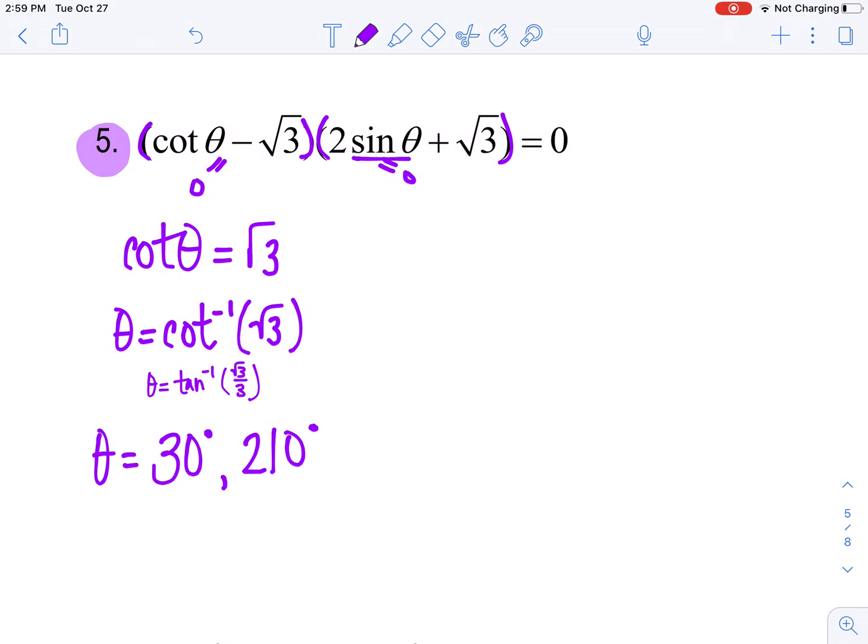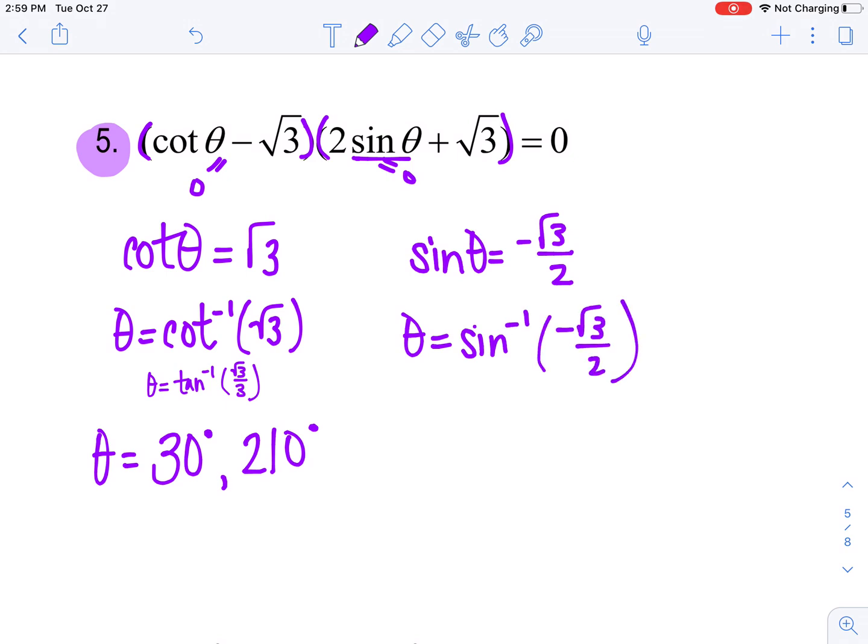So if we isolate and move the root 3 over, divide by 2, we get sine of theta is equal to negative root 3 over 2. Again, I just set this factor, this expression equal to 0, and I isolated the sine. So now theta is equal to inverse sine of negative root 3 over 2. So what angle will give us a negative sine value of root 3 over 2?